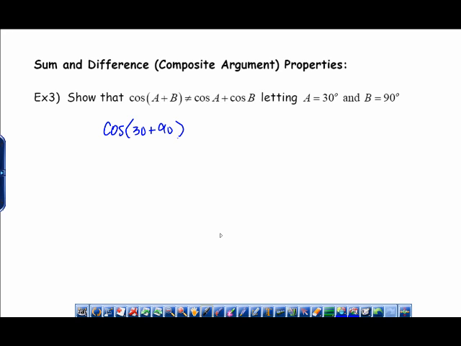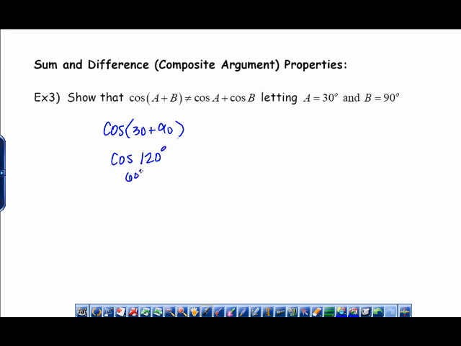All right, and the fact that I've already told you that this is false, all you've got to do is come up with one counterexample, and I've given you the numbers to help you do that. So this would be cosine of 120 degrees. Now, you should be really good at these by now. What's the reference angle? Reference angle is 60 degrees.